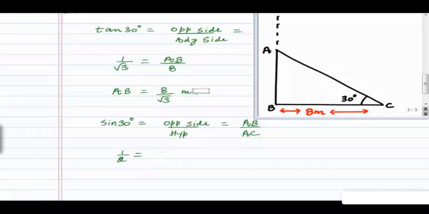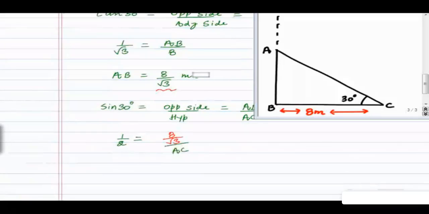So AB we have calculated it 8 by root 3. So in place of AB we can write 8 by root 3 divided by AC. So cross multiplying, we'll have AC is equal to 16 by root 3.